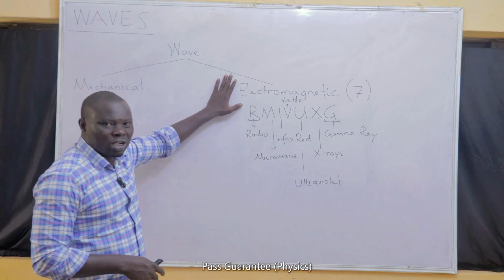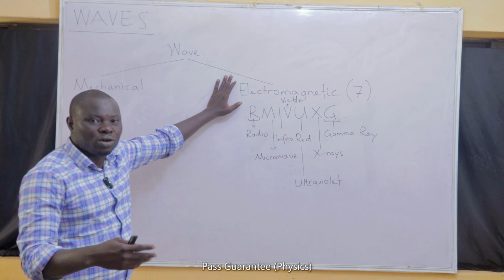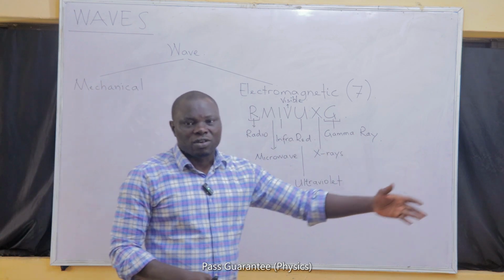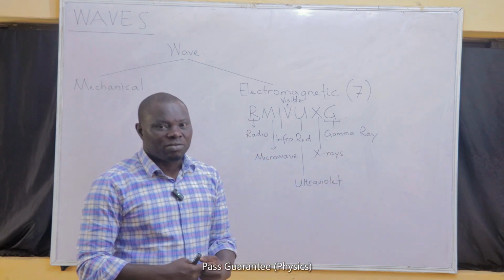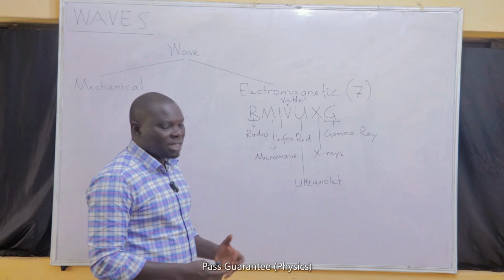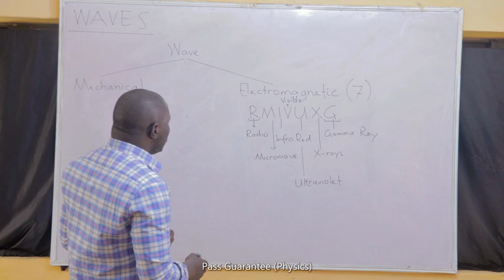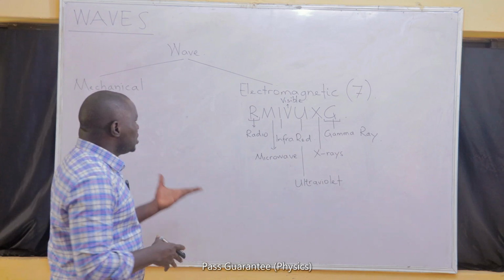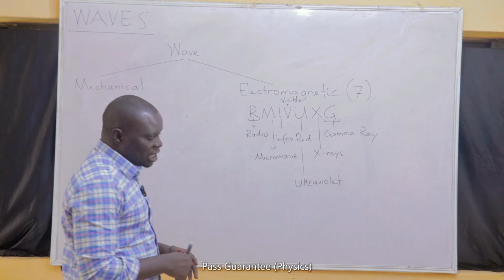Electromagnetic waves do not require material medium. That means they can travel through vacuum. In fact, light that is getting to us from the sun that creates the day has traveled through millions of kilometers of vacuum before getting to the earth. If it required material medium, that would not have been possible. So electromagnetic waves do not require material medium for their propagation. So if you are asked to classify waves with reference to their requirement of material medium, this is how to do it. We classify them as mechanical and electromagnetic.